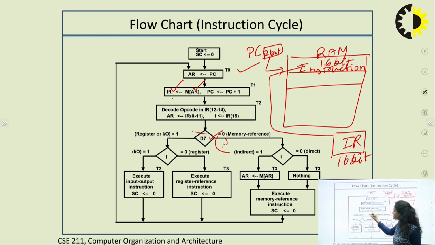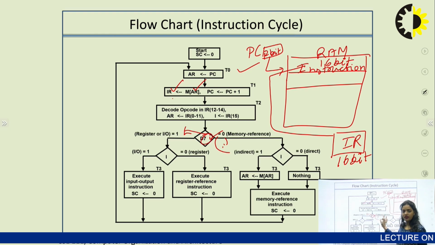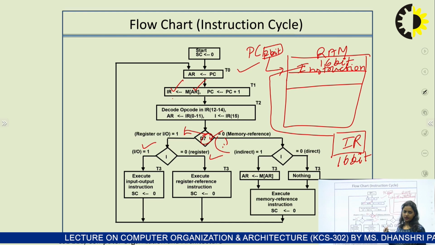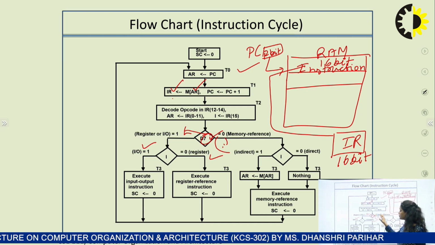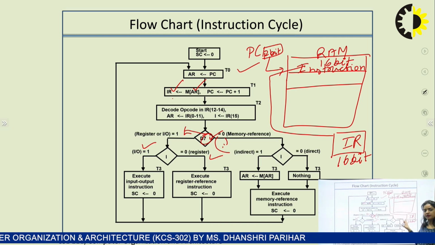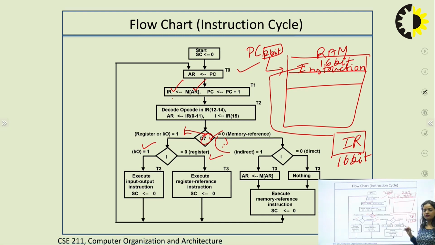If the value of D7 is 1, it means the opcode will be 111. When the opcode of an instruction in the instruction register is 111, it may be either a register reference instruction or an input output reference instruction. Whereas a value of 0 means it will be among 000 to 110. If D7 is 0, its opcode is not 111; it will lie between 000 and 110. So it will be a memory reference instruction. So this D7 is used for decision making among the three.